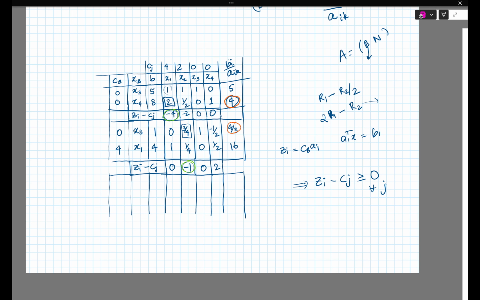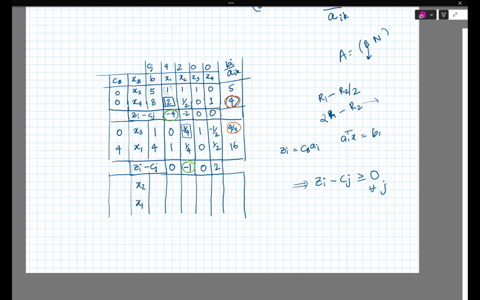So x3 is outgoing, x2 is incoming, so I wrote x2, x1, and I need to rewrite this again so that this is 1 and this is 0. Make this 1, I simply divide by 4 by 3. Make 4 by 3, 0, 1, 4 by 3, minus 2 by 3.